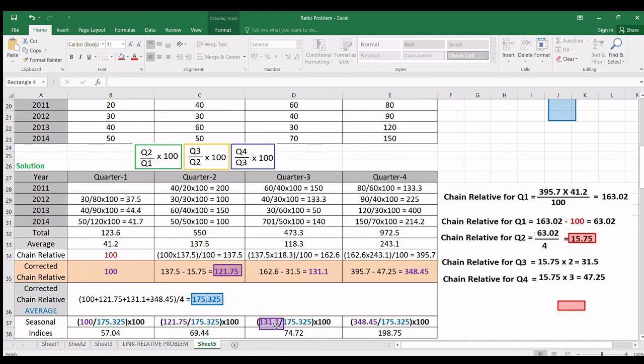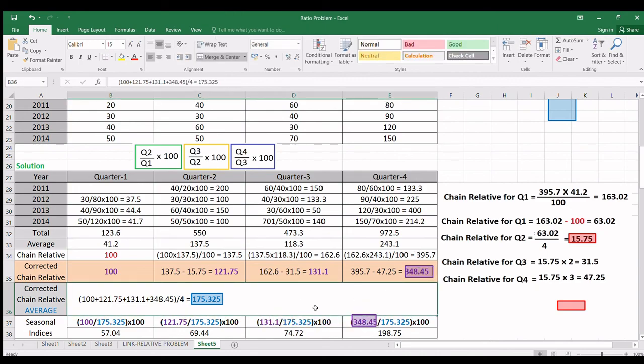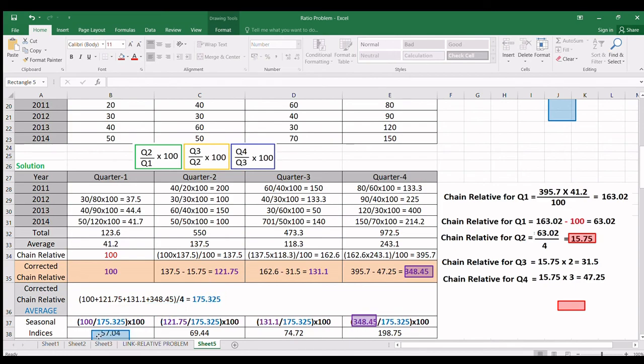Same like this, proceed with the next quarter. 131.1 divided by the average. 131.1 is the quarter 3 value of the corrected chain relative. The corrected chain relative for quarter 4 is 348.45, divided by this average. If you do this calculation, the final seasonal index for quarter 1 is 57.04 for the first quarter.